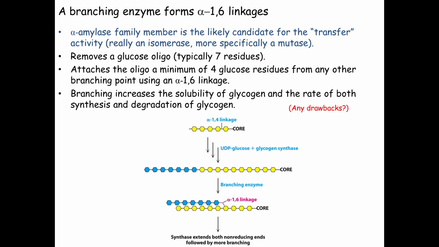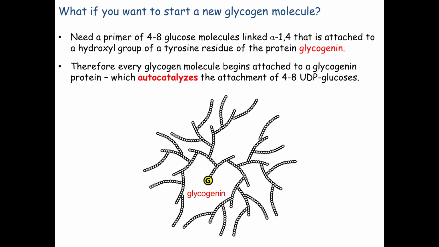Okay. But what if I want to start a brand new glycogen molecule, right? Not one that already has this core and a few pieces on it where I could add to. I want to start one from scratch. So I start with that little protein I talked about, glycogenin, represented by the little yellow G here in the center. It's a little protein, and it also acts like glycogen synthase does. It has the ability to add sugars to itself.